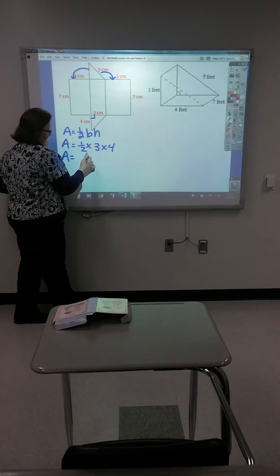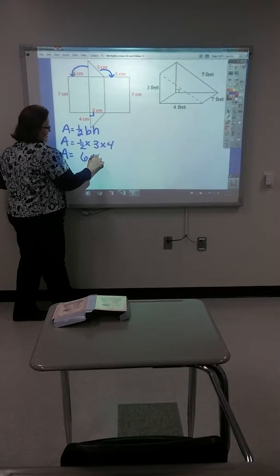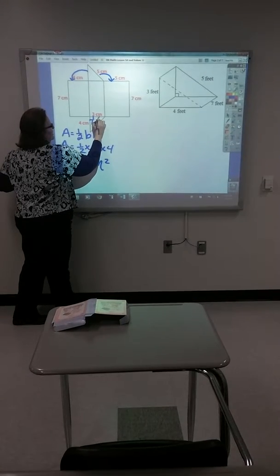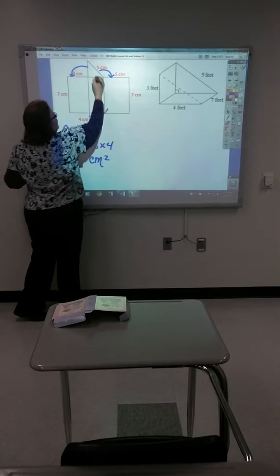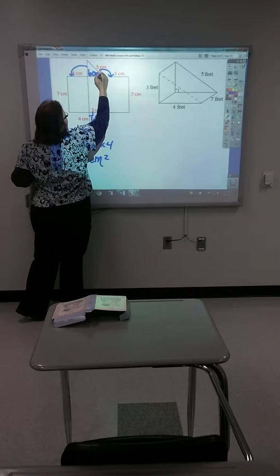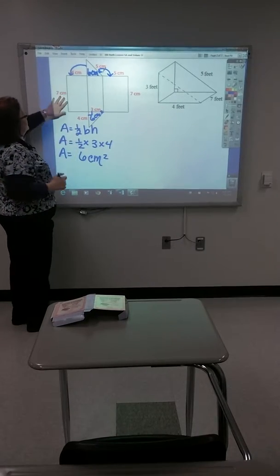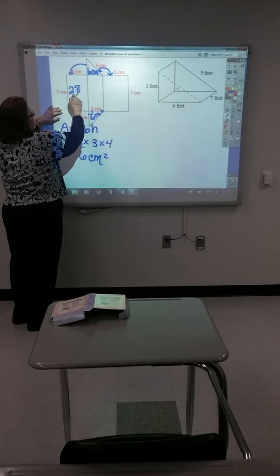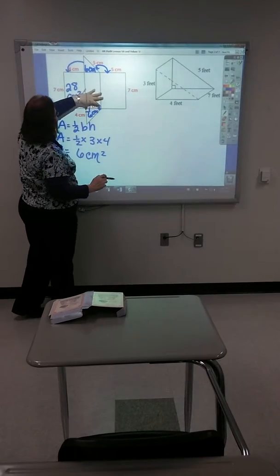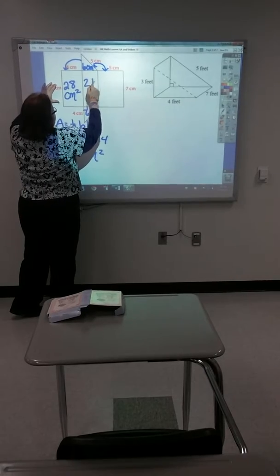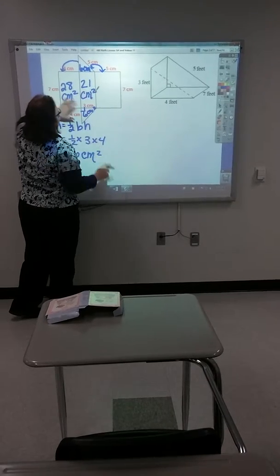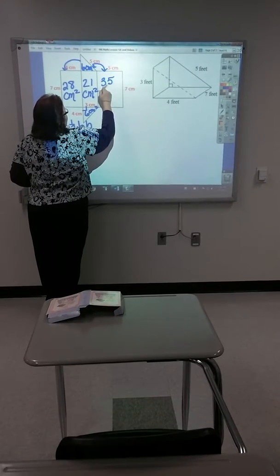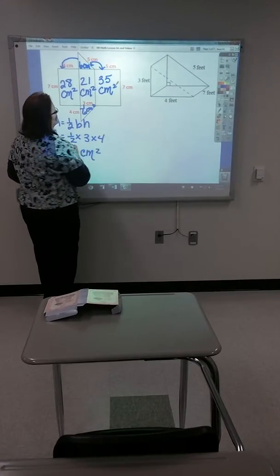Therefore, a half of 12 is 6 square centimeters. That means that this triangle has an area of 6 square centimeters, and this triangle has an area of 6 square centimeters. This rectangle is 4 by 7, meaning it has 28 square centimeters of area. This is 3 by 7, 21 square centimeters of area. And 5 by 7, 35 square centimeters of area.